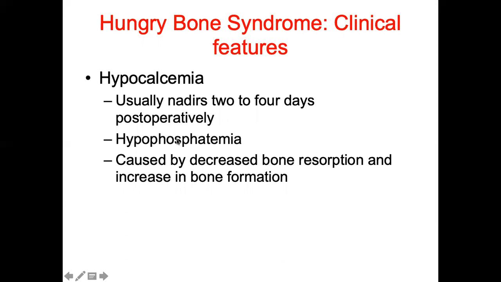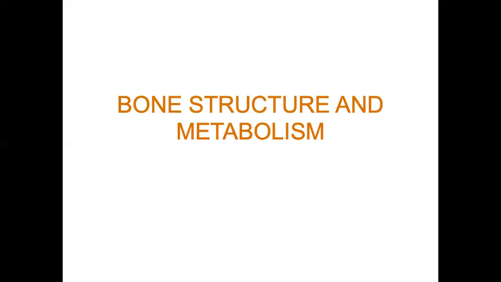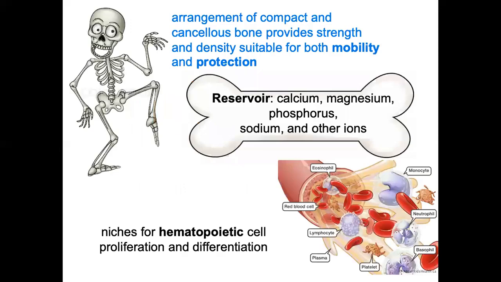You can also have hypophosphatemia, so you also have to replace the phosphate levels of the patient. And as I mentioned earlier, this is caused by a decrease in bone resorption and an increase in bone formation because of the very, very hungry bones. Okay, so we'll just describe briefly bone structure and metabolism.